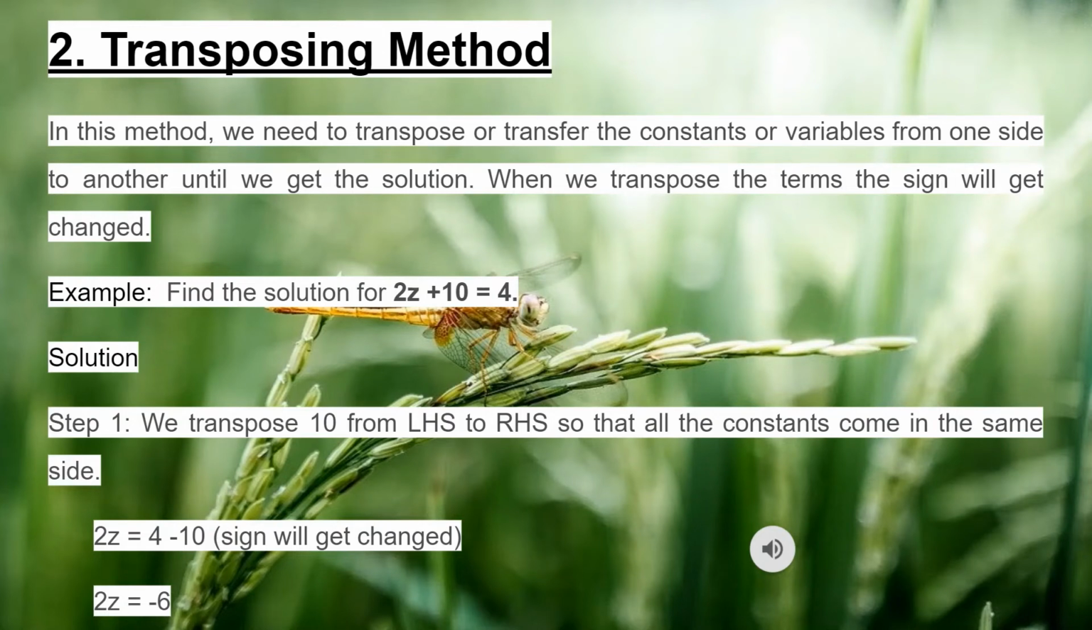We can see one example. Here, find the solution for 2z + 10 = 4. Here, first step, we transpose 10 from LHS to RHS so that all the constants come on the same side. So here plus 10, the sign will change and it will move as minus 10. So next step we will get 2z = 4 - 10. So 4 - 10 is -6. So next step, 2z = -6.